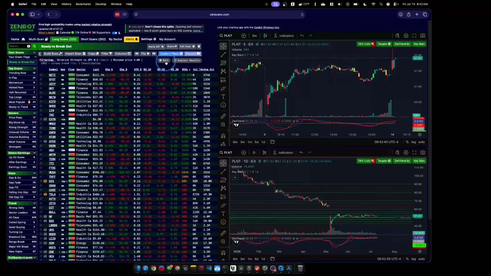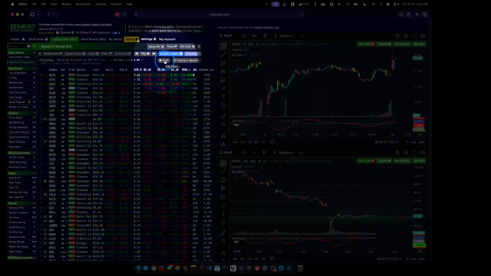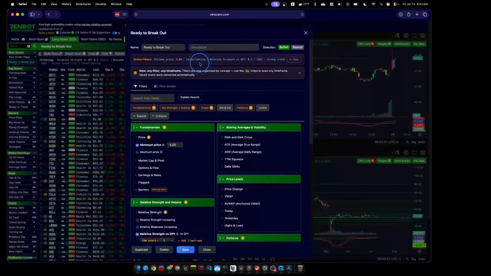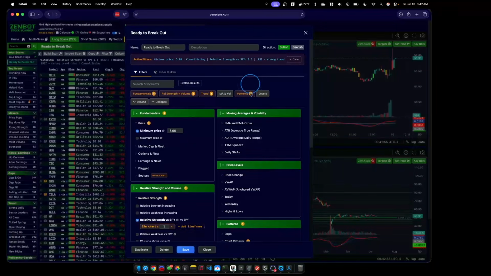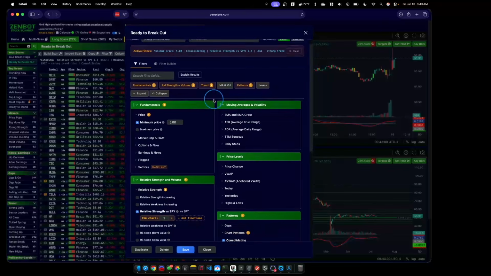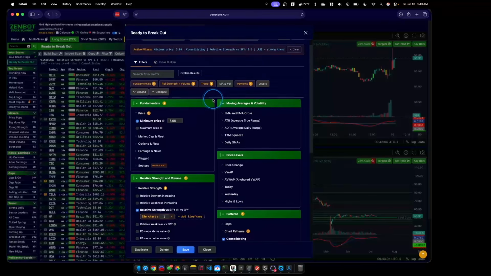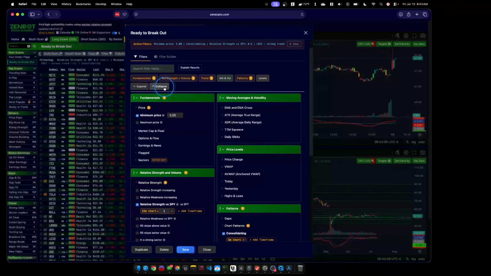And we'll edit the scan. So over here, we'll edit that scan. And our Ready to Breakout scan window opens. So the first thing to note is that I've reorganized the parameters, the filters here, by category. Makes it easy for you to see what you can tweak and scan by.